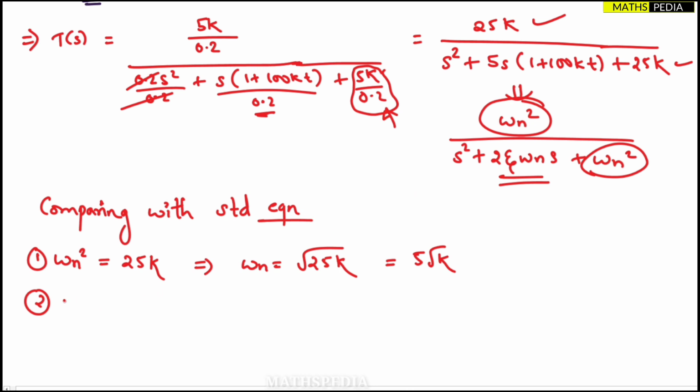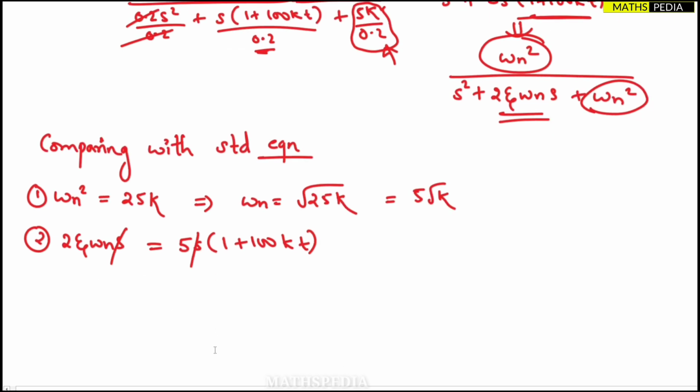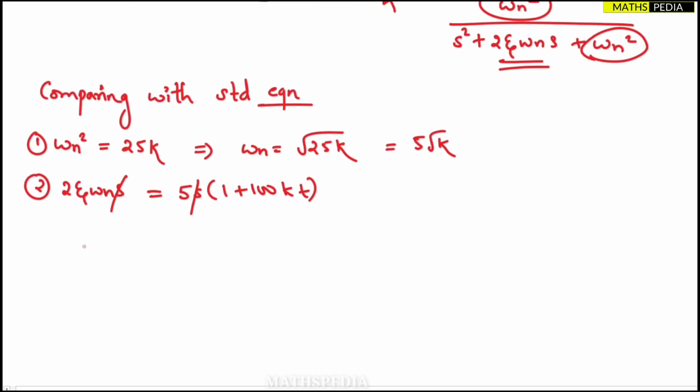So the middle term is nothing but 2 zeta omega n s. Compare it with the complete middle term here, 5s into 1 plus 100 kt, right? From here s and s is gone, so what is left out? Here already we know the omega n value, right? Can I substitute? So here 2 zeta into omega n value, that is 5 into root k, is equal to 5 into 1 plus 100 kt.